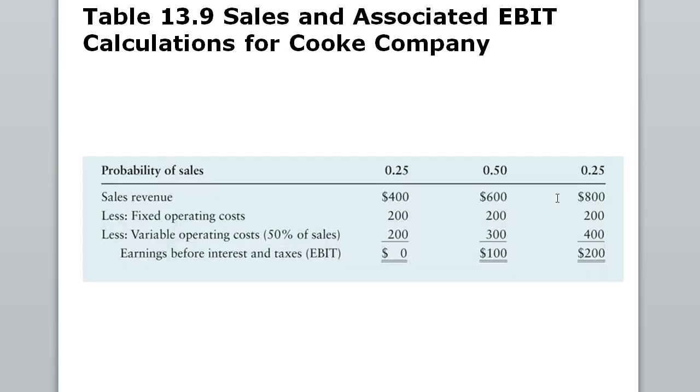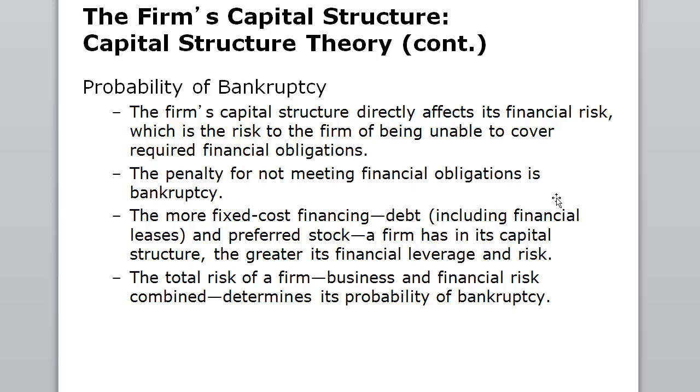So the probability of bankruptcy. Okay, now, what is the probability of bankruptcy? Well, it certainly goes up as the financial risk of the company goes up and you're just not able to cover. Just like if you went out and charged all your credit cards to the max, and you owed $1,000 of interest a month, but you only made $800 a month, you're going to go bankrupt personally. So the penalty for not meeting the financial obligation is bankruptcy, which pretty much means the company is done.